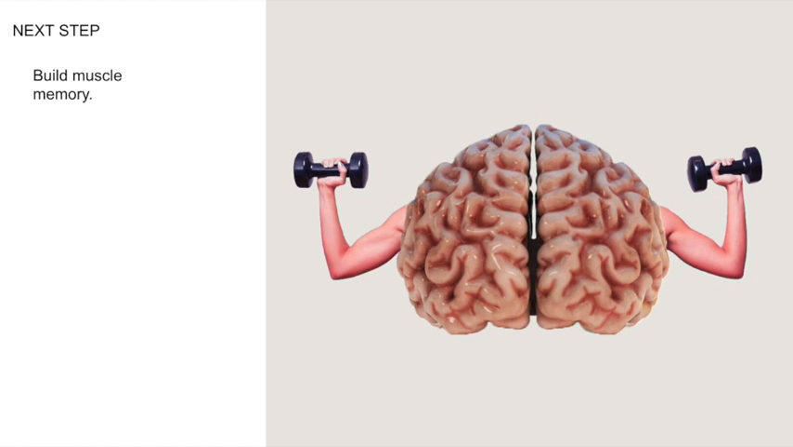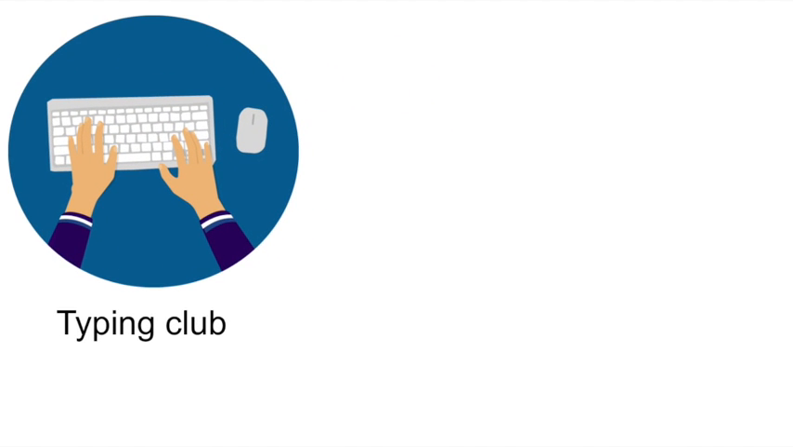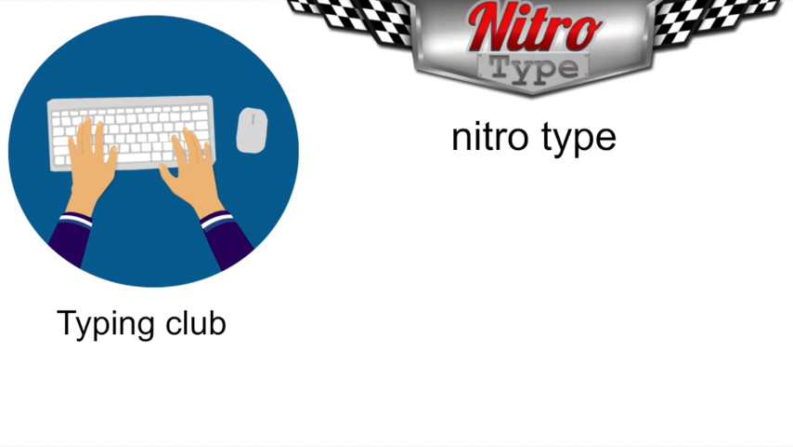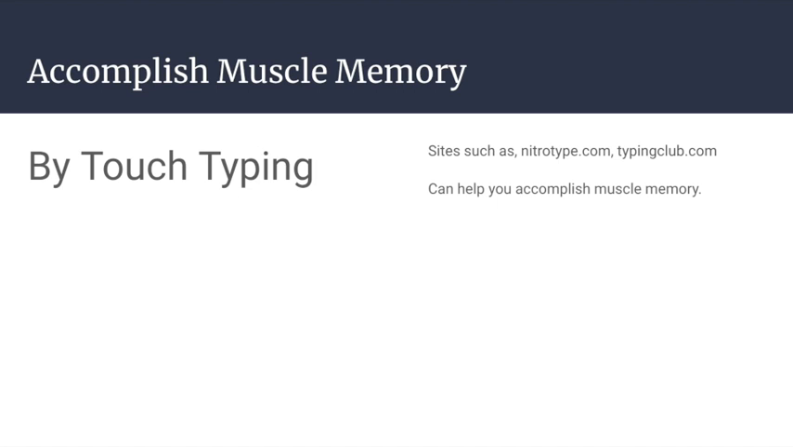Next step, we want to build muscle memory. This can only be done by a word that starts with a P: practice. There are many sites such as Typing Club, Nitro Type, and much more that can help you accomplish muscle memory. We can do this by touch typing. This means to not look at the keyboard.